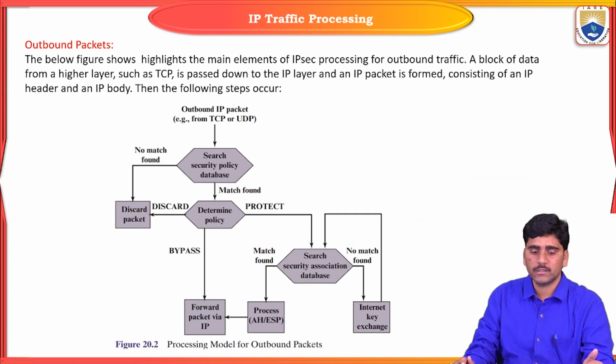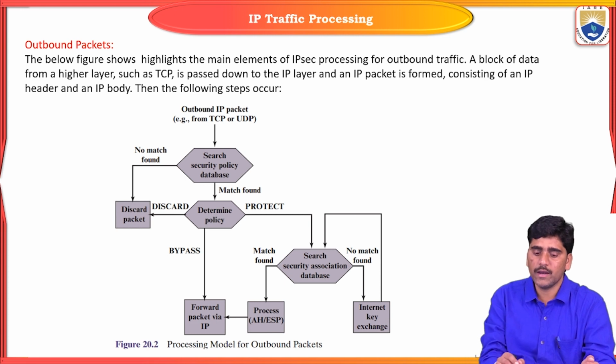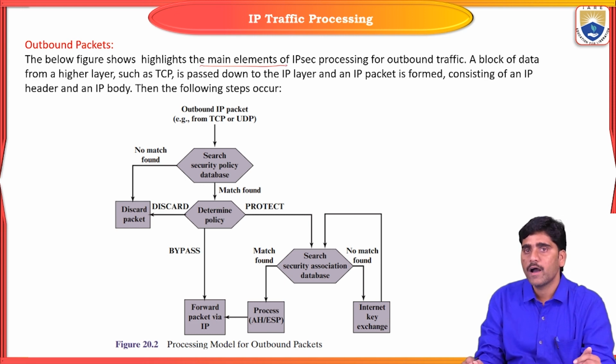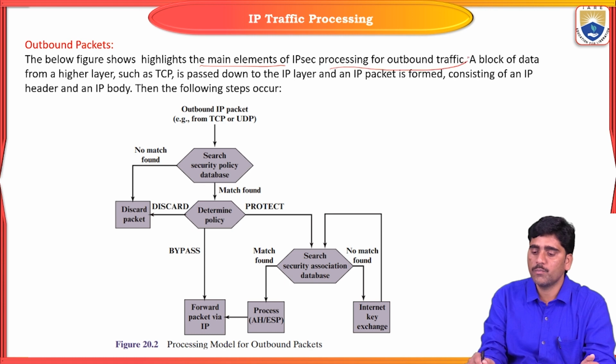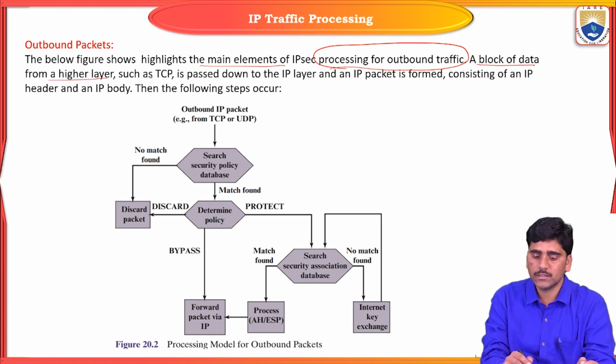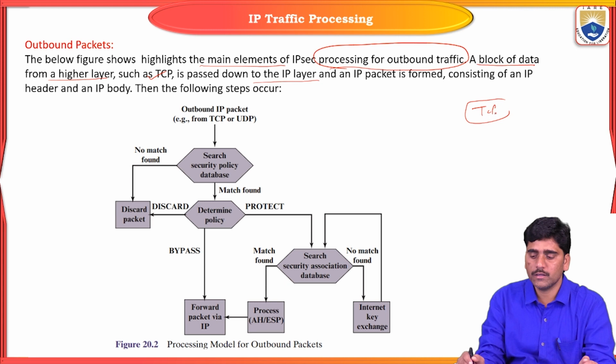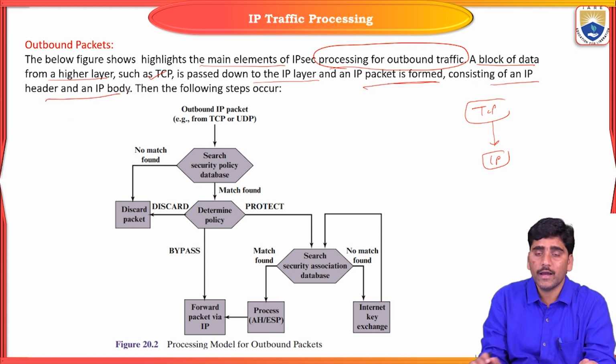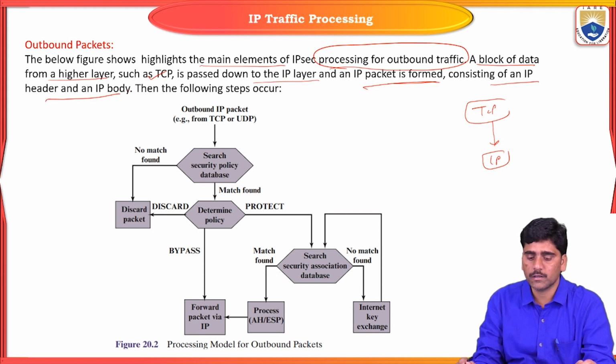So outbound packets. The figure below highlights the main elements of IP secure processing for outbound traffic. A block of data from a higher layer such as TCP is passed down to the IP layer, from higher layer to lower layer, TCP to IP layer. An IP packet is formed consisting of an IP header and an IP body. Then the following steps occur.